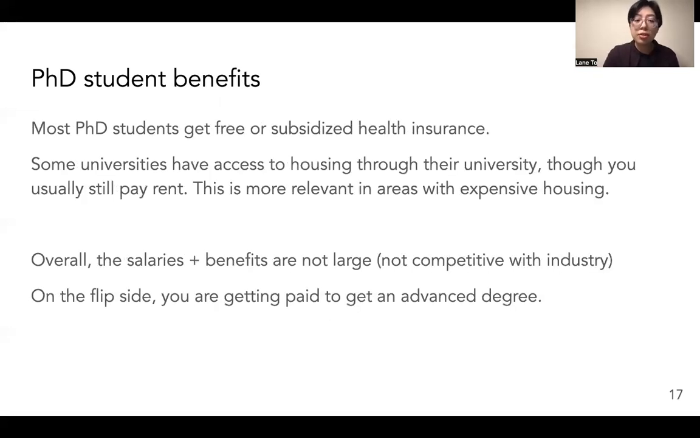Other benefits you get as a PhD student: because you are an employee of the university, you usually get free or subsidized health insurance. Some universities also offer access to housing through the university, so you can get your housing that way, but you still have to pay rent. You don't have to independently search for a landlord. It's most relevant in areas like New York with expensive housing. At my school, we don't really have that. It's mostly for international students, and everybody else finds their own housing.